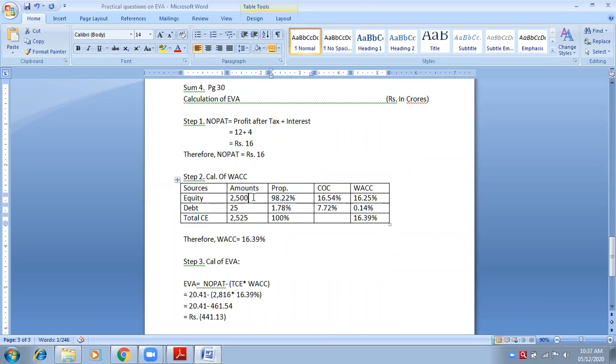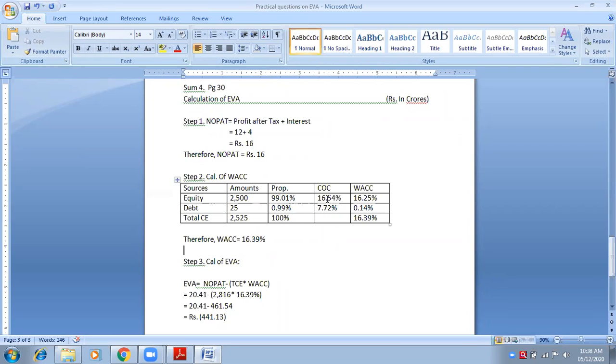So what is the proportion? How to calculate proportion? See, 2500, that is equity, divided by total 2525 into 100. Tell me what is the proportion of equity? Ma'am, 99.01. Okay. So what will be this figure for debt? I think 0.99. Okay. So of course 99.01 plus 0.99, it will be 100, of course.